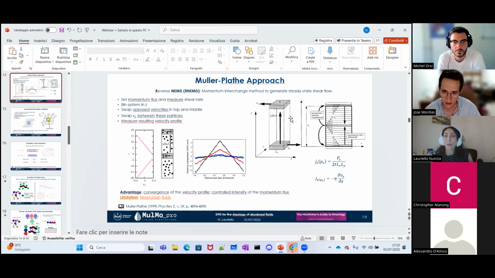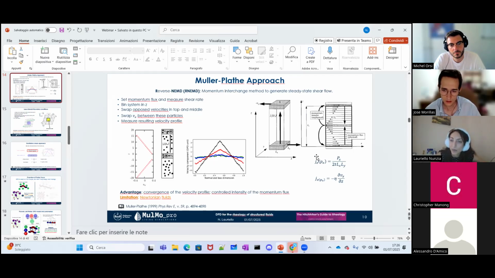Basically, the Muller-Plathe approach acts in a reverse way with respect to Lees-Edwards. In Lees-Edwards, we are imposing a velocity gradient in the system, and then we are computing the viscosity by measuring the stress. In this case, it's the opposite. We are imposing a steady-state shear flow by imposing a momentum flux. And how are we imposing this momentum flux? The system is divided into a limited number of layers in the Z direction called bins. From the top layer, the bead with the largest momentum in the X direction is selected, as well as from the middle layer the bead with the smallest momentum in the X direction. And then the momenta of both beads are swapped. In this way, you are generating an artificial momentum flux in the opposite direction.